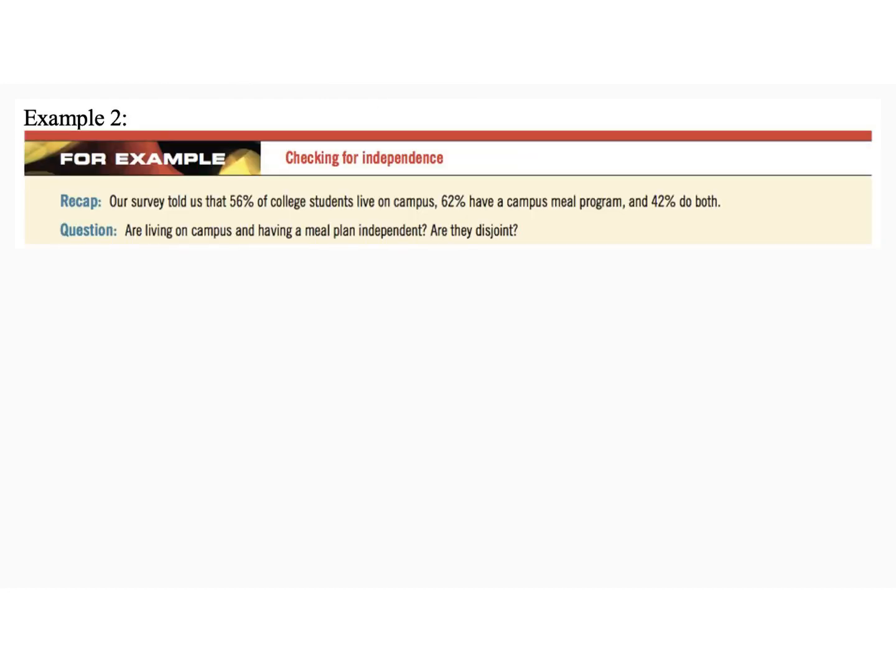So same scenario, and this is asking us, are living on campus and having a meal plan independent? And then are they disjoint? So several ways of checking this, and the one thing I'm going to do is use the conditional rule this time. So this would mean the probability of having a meal plan has to be the same as the probability of having a meal plan given that you live on campus.